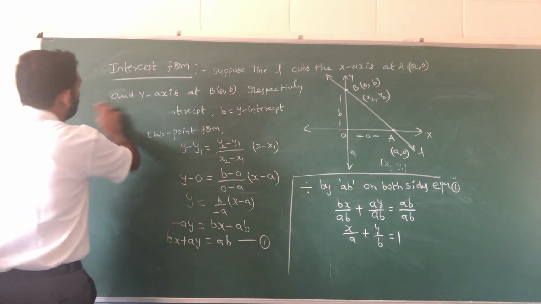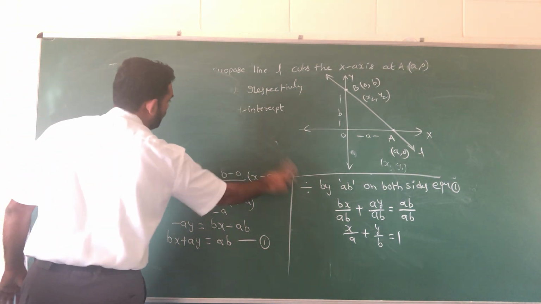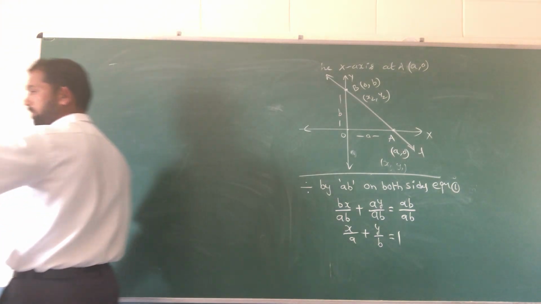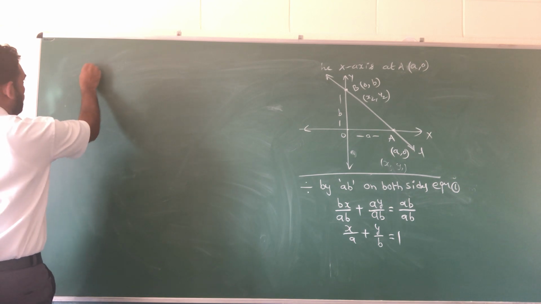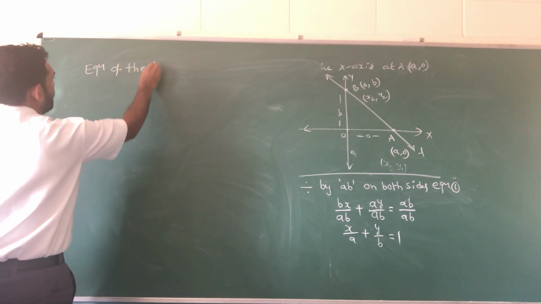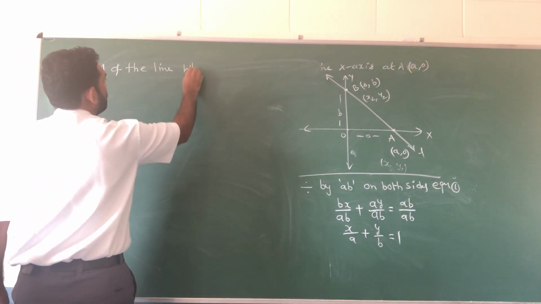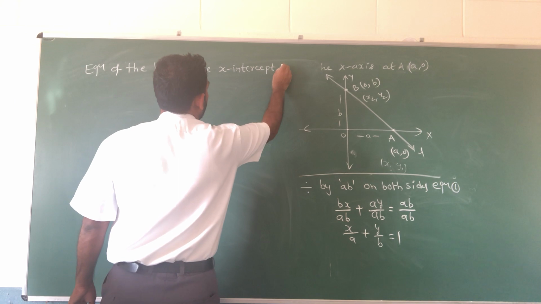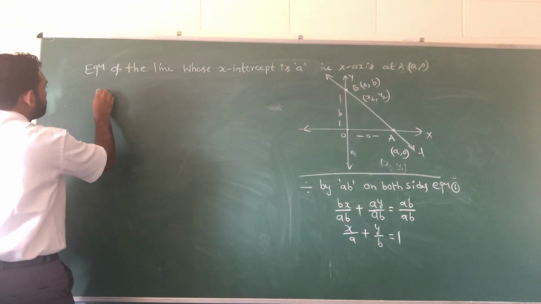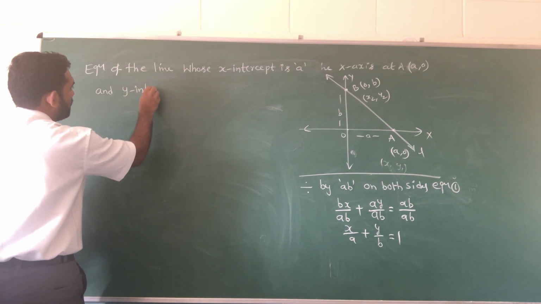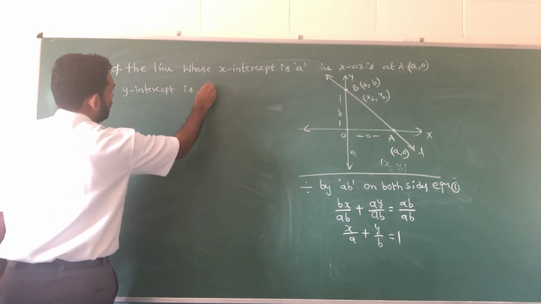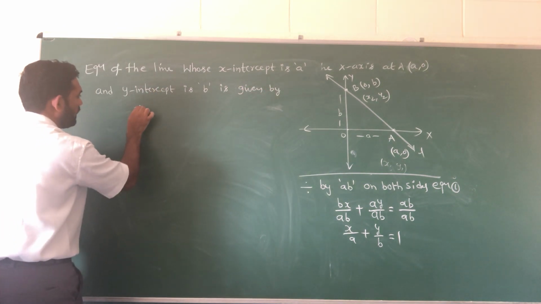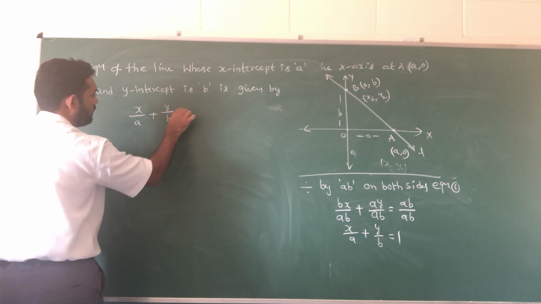Now you write the final conclusion. Equation of the line whose x intercept is A and y intercept is B is given by x by a plus y by b is equal to 1.